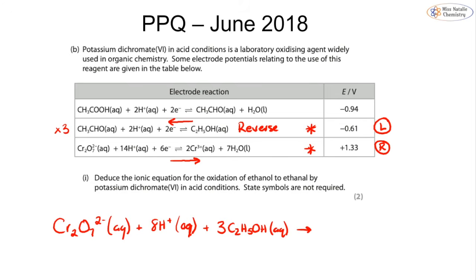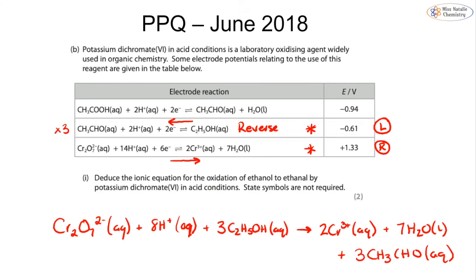And that is going to give you 2 chromium 3 pluses, so I'm just lifting this straight from the equation, plus 7 waters, plus 3 ethanols. So we're going to have to reverse and do some multiplication and make sure we balance out all of the like terms. Okay, and you can have an arrow or you can have it as your equilibrium.